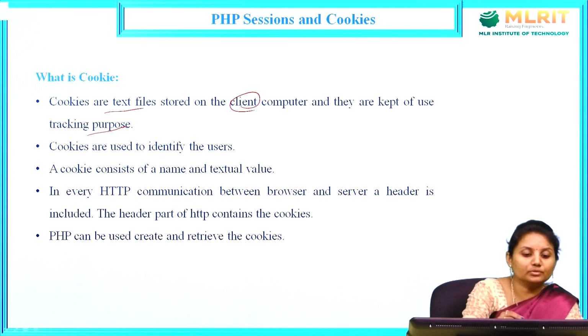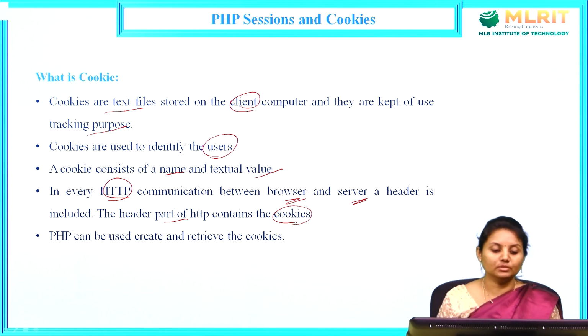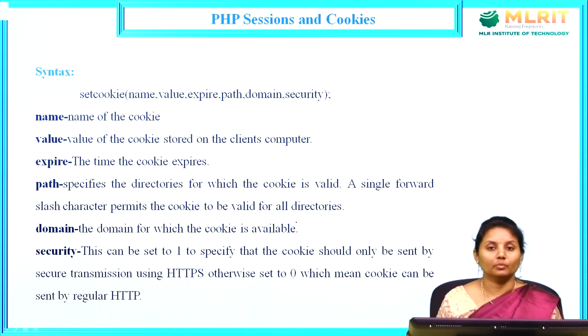And cookies are used to identify the users. A cookie consists of a name and a textual value. In HTTP communication between the browser and server, a header is included, and the header part of the HTTP contains the cookie. PHP can be used to create and also retrieve cookies using some methods.